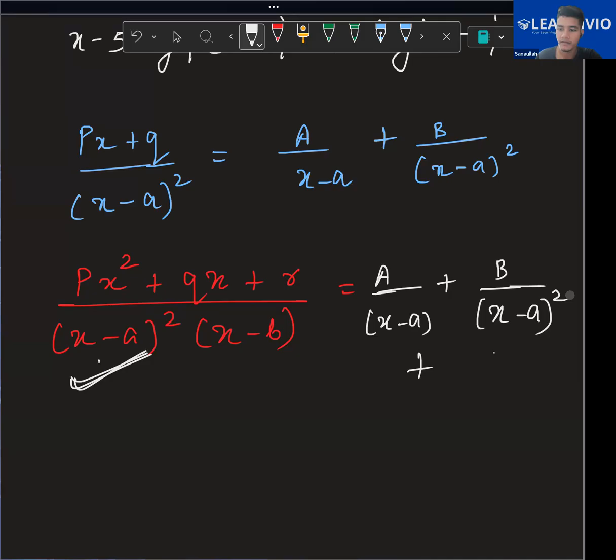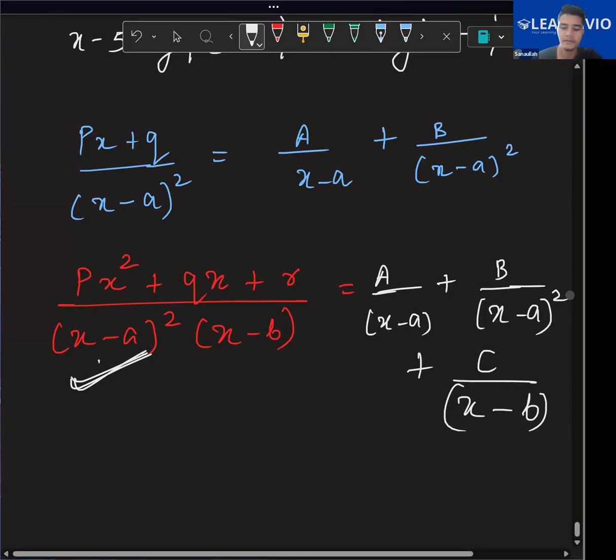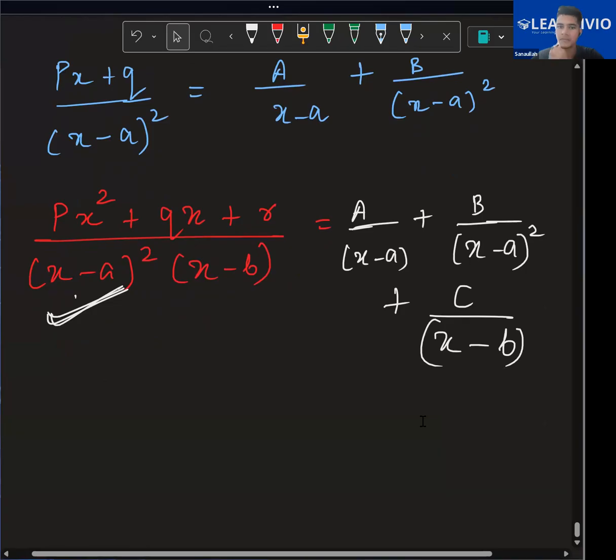And for this you have c upon x minus b, and after this you have to take the LCM in the RHS, simplify and compare both the sides. On comparing both the sides you will get the values of a, b, c. Just put those values over here and then integrate. All right. Is it clear? Is it clear? Yes.